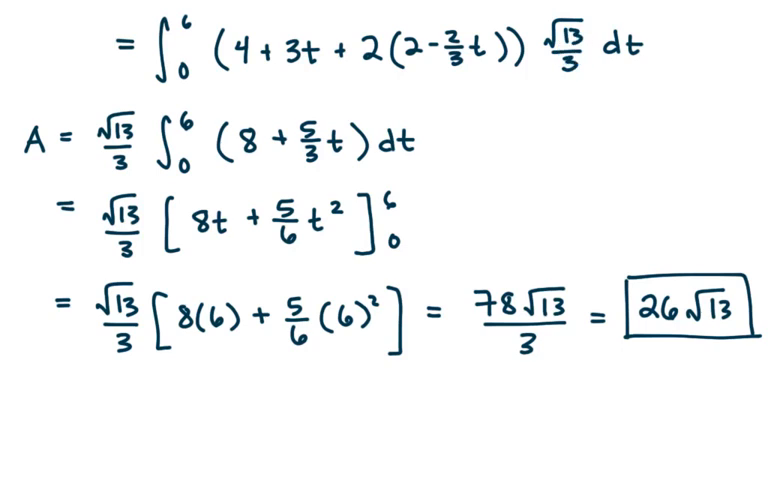So working this out, I pull that constant in front. 4 plus 4 is 8. 3t minus 4/3 t, that's 9/3 minus 4/3, which gives us 5/3. Integrate, we get 8t plus 5/6 t squared, plugging in 6, and 0, I don't need to evaluate 0 because that will zero out. We end up with 26 root 13, and that represents the area on one side of this wall that we've created.